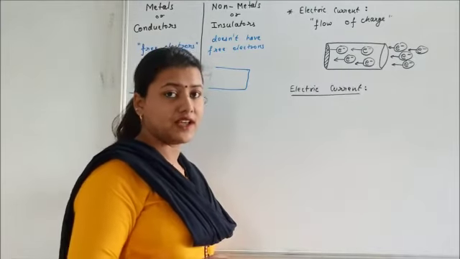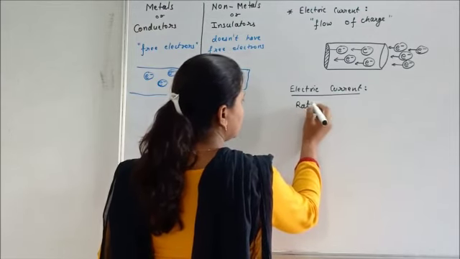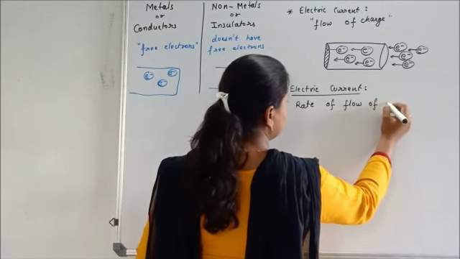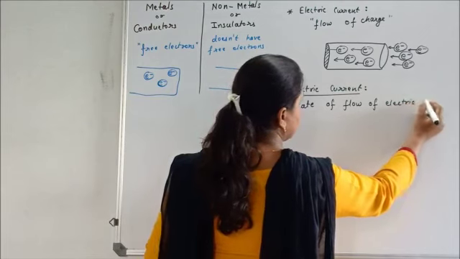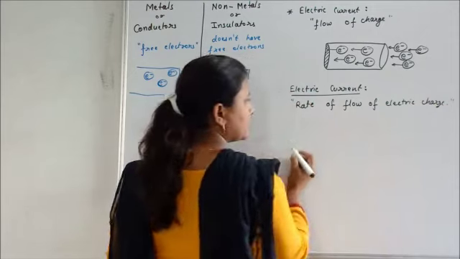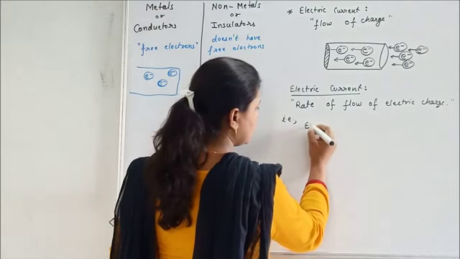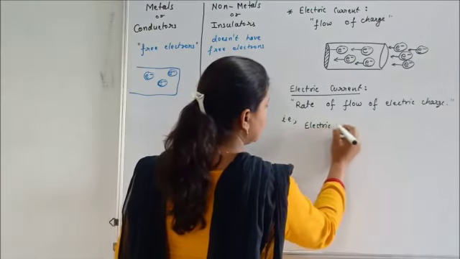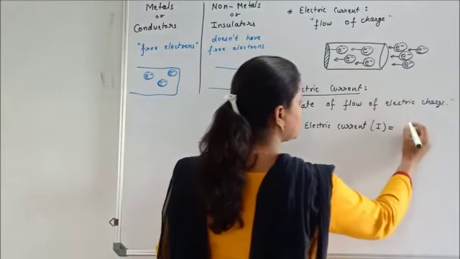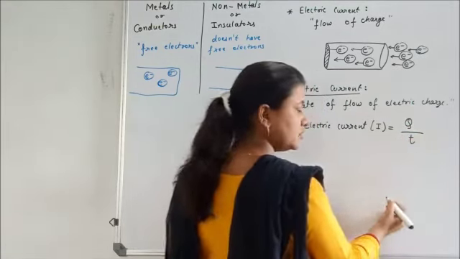So now we can define electric current as the rate of flow of electric charge. That is, electric current is the charge flowing through the area of cross section, which is given by Q, per time T.